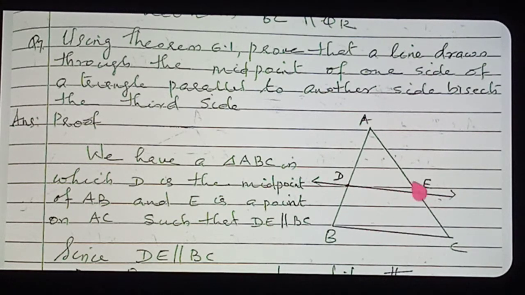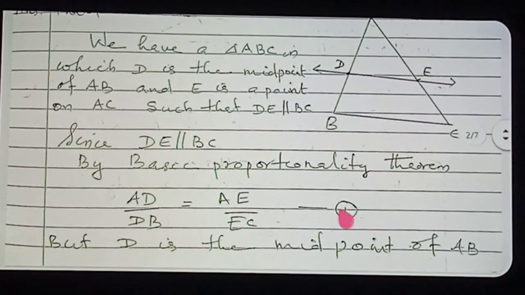If DE is parallel to BC, suddenly you know the theorem. Which theorem? Basic proportionality theorem. So apply basic proportionality theorem. Since DE is parallel to BC, therefore by basic proportionality theorem, AD by DB is equal to AE by EC. Keep it as equation number 1.